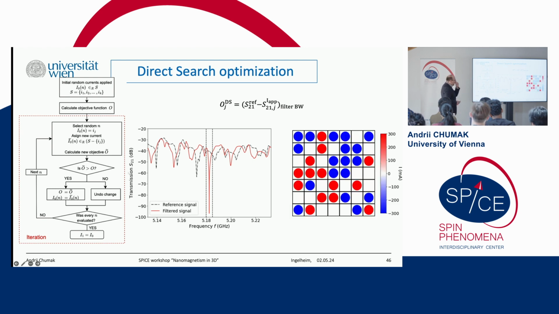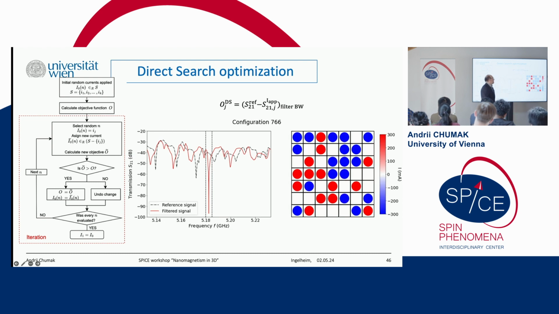So here you see the map of these 49 currents. Blue means minus 300 milliamps. We just limited it here. Red means up, and that's how the computer optimized it in sync.